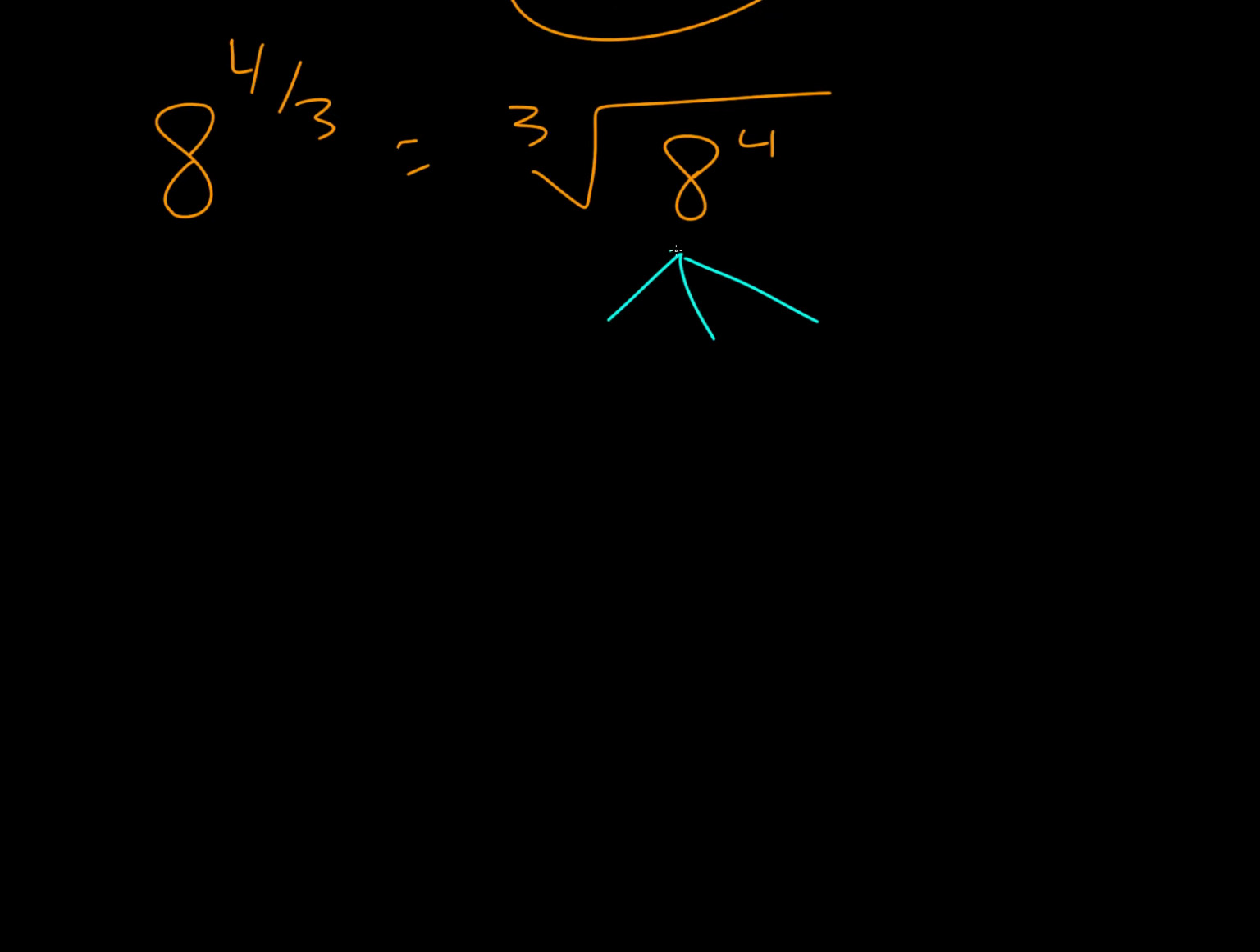Now 8 to the 4th is 8 times 8 times 8 times 8. So we can break this up into 4 different 8s. And then 8 can be written as 2 times 2 times 2.